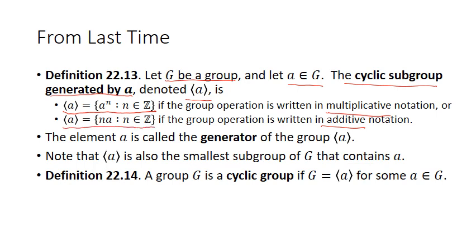A. And that element A that's in the angle brackets is called the generator of the group, because it generates the group by making all of its powers or all of its multiples. It makes the whole group. Note also that an alternative definition is that angle brackets A is the smallest subgroup of G that contains A. And the other definition that's going to be relevant today is Definition 22.14. A group G is called a cyclic group if G is in fact angle brackets A for some element A in G.